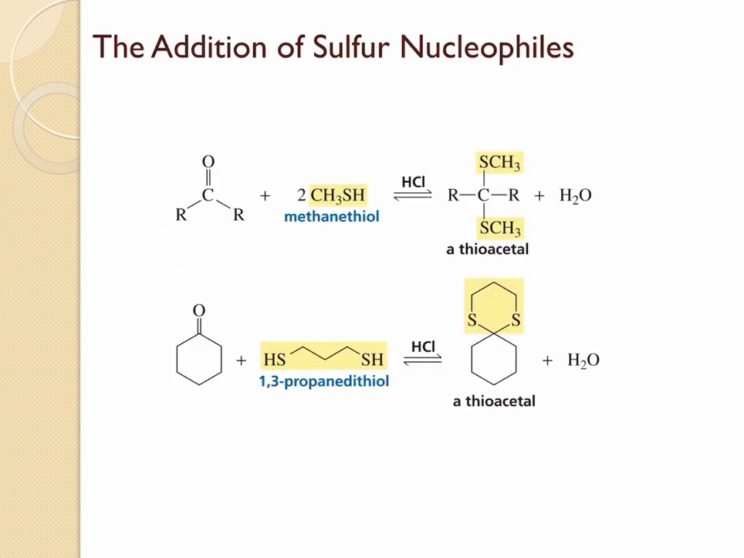Aldehydes and ketones react with thiols to give thioacetals and thioketals. Now, this reaction is exactly similar to what we have learned in the case of alcohols reacting with aldehydes and ketones, in which case acetals are formed. The only difference here is instead of oxygen, we are having sulfur. That's the only difference.